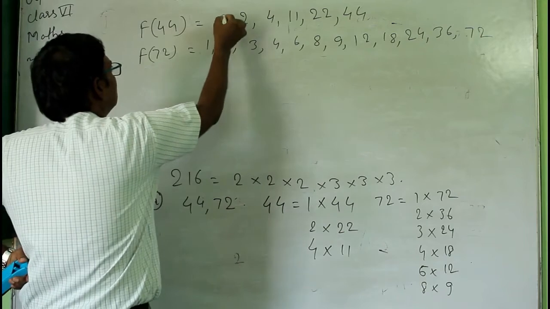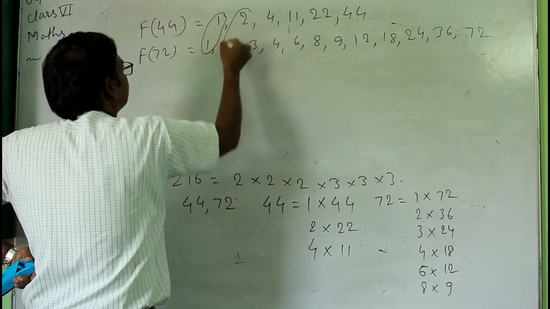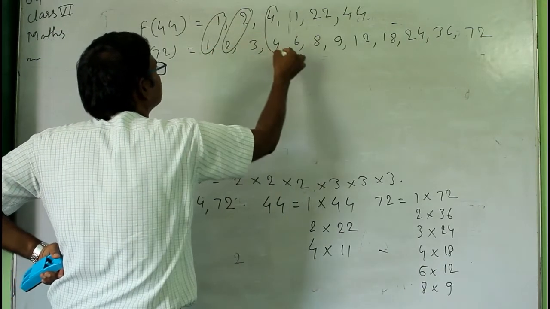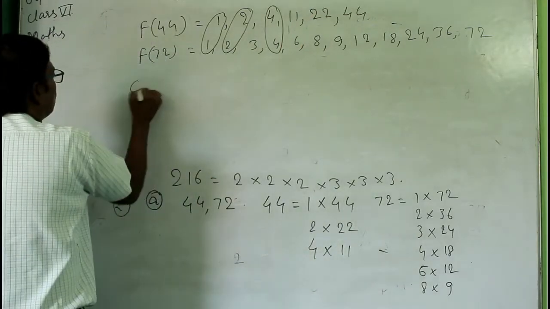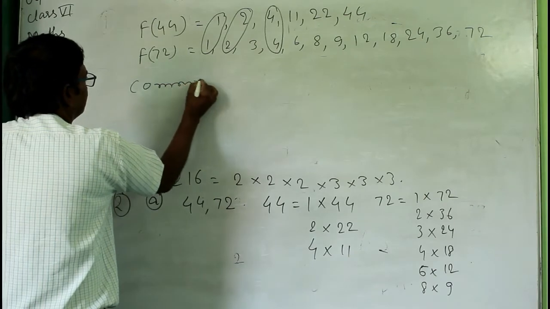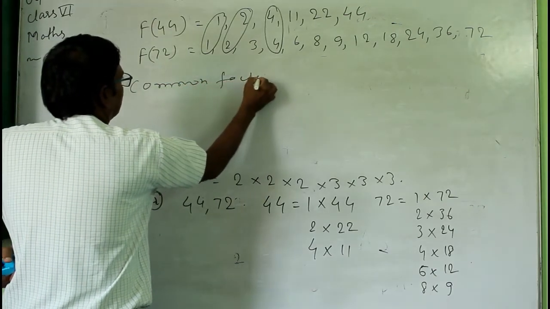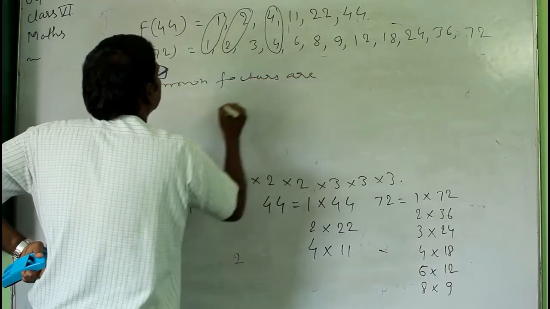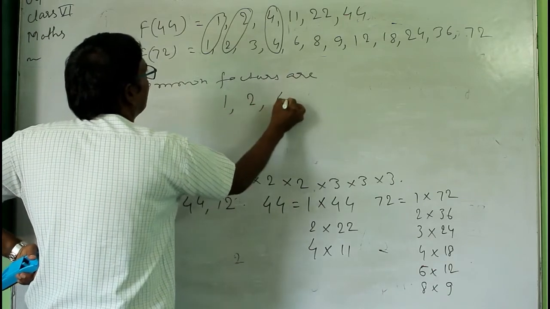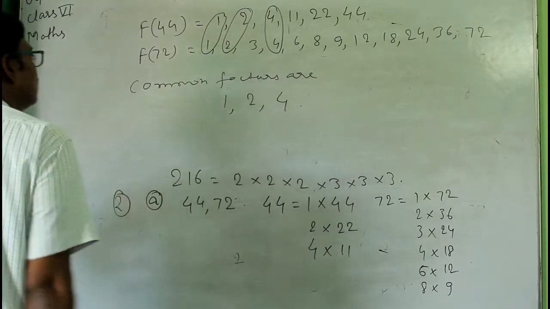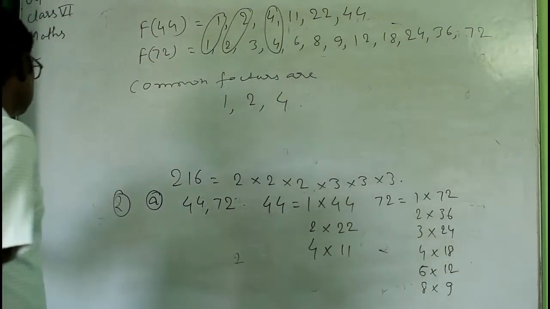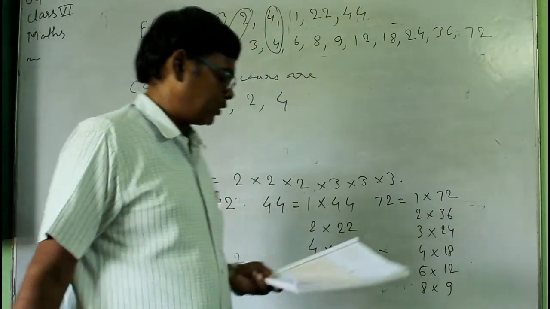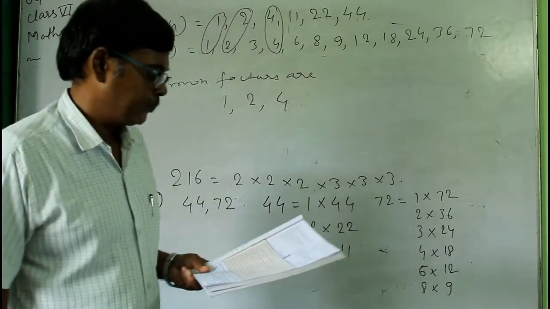Now write the common factors. Here the common factors are 2 and 4 also, and this one, so the common factors are 1, 2 and 4. These are the common factors of 44 and 72. In the same way you will solve other questions in this question number 2.